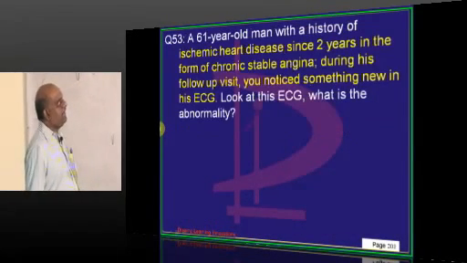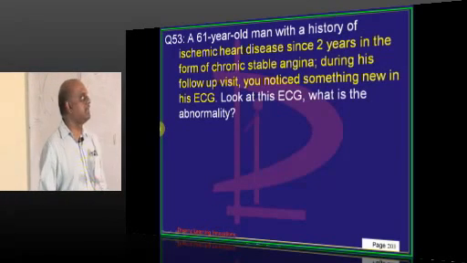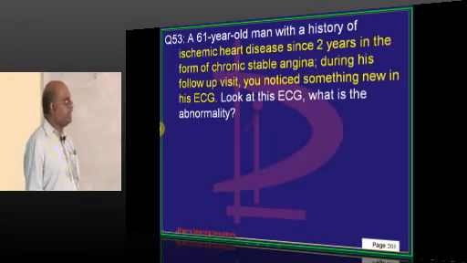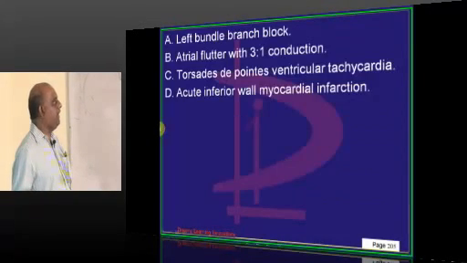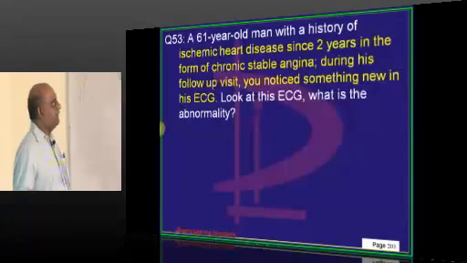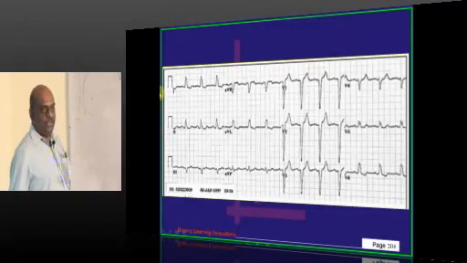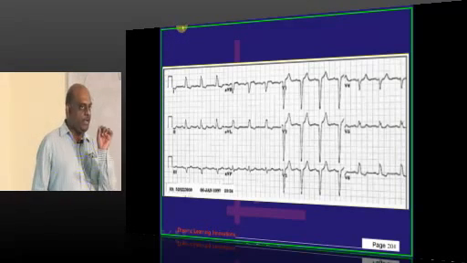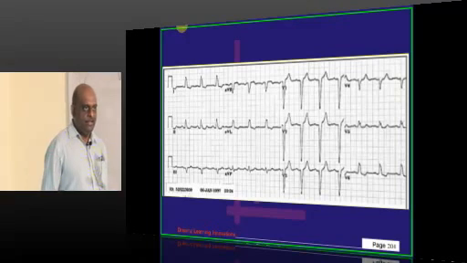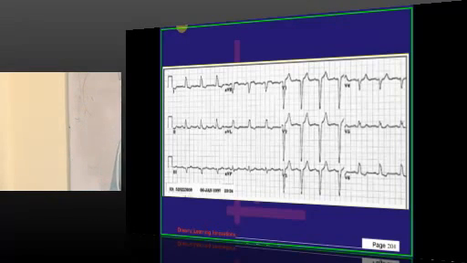Then doctor, a 61-year-old with history of ischemic heart disease since 2 years, chronic stable angina, and you have noticed something on the ECG. What did you notice on the ECG? Once more, the bundle branches are continuing. I already told you how to identify bundle branch block: QRS complex duration is more than 0.12 seconds.